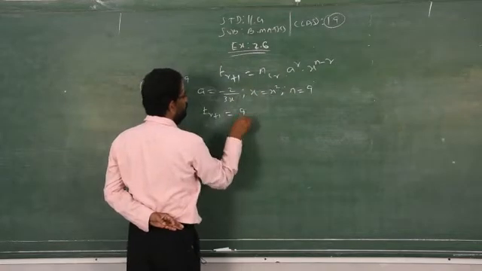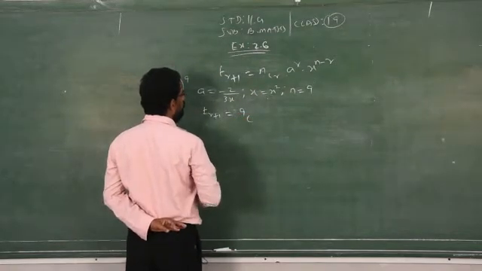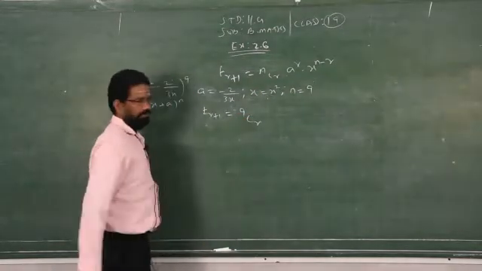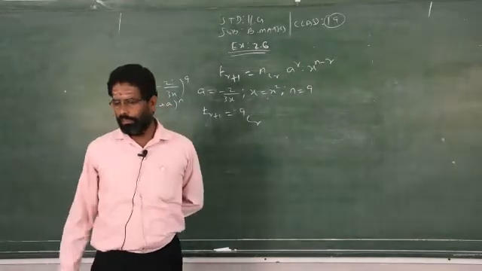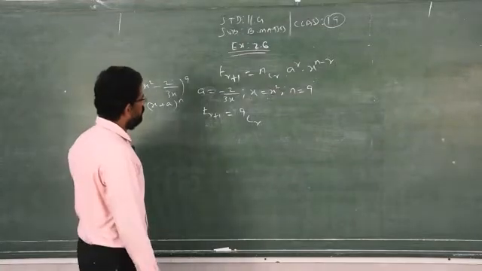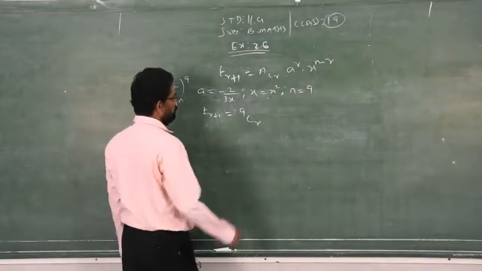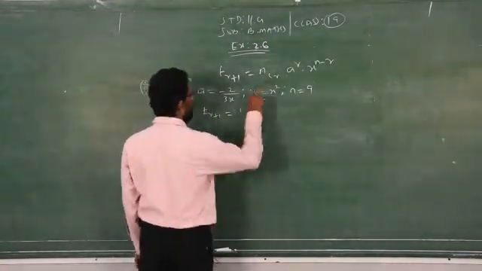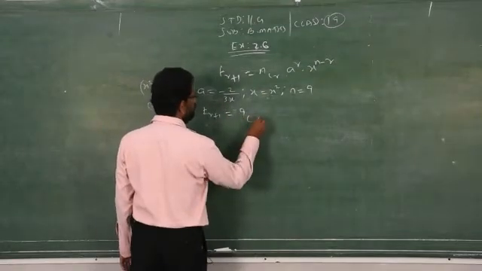nCr with n as 9. What is r? I don't know r, that is what we have to find out. To find the value of r, we use the condition for the independent or constant term. I don't know r, so 9C r. What is A?